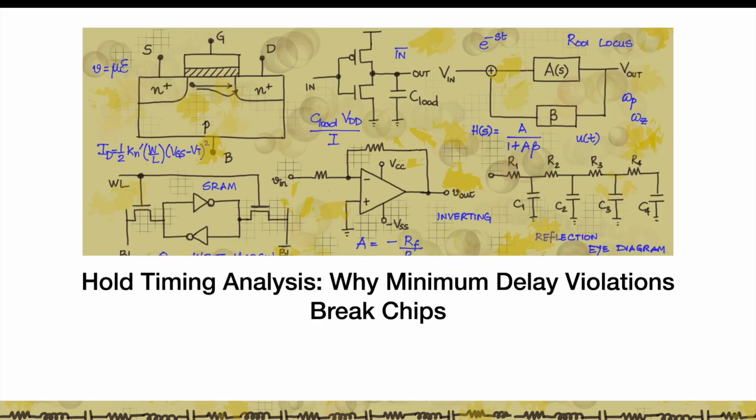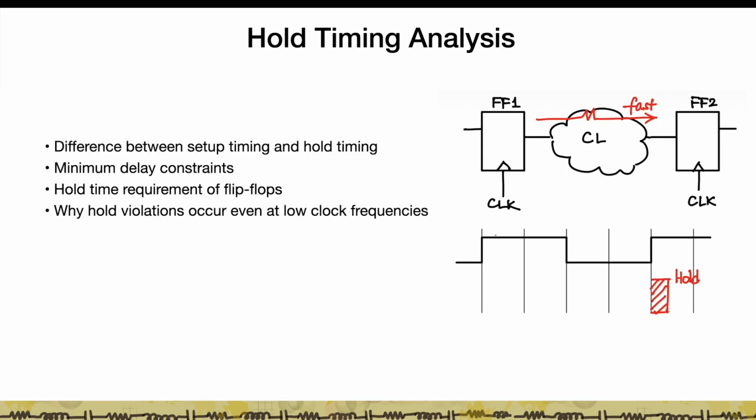Here's a failure mode that trips up even experienced chip designers. You have closed setup timing. Every path meets the deadline. The chip looks clean. You tape out and it still fails. Not because signals arrive too late, because they arrive too fast. This is hold timing, and it's the constraint nobody explains well in school because it feels backwards.